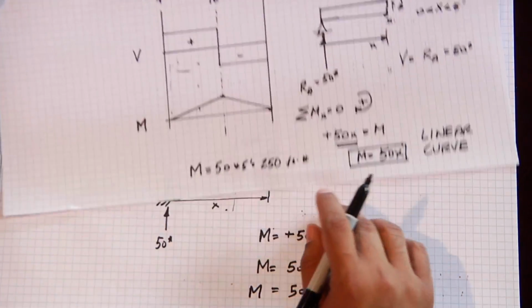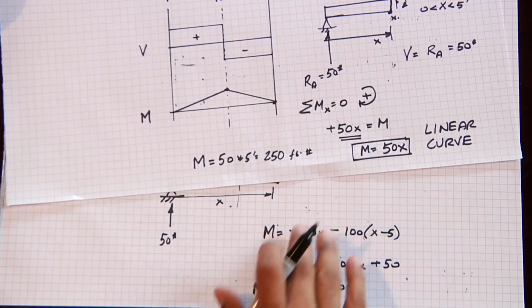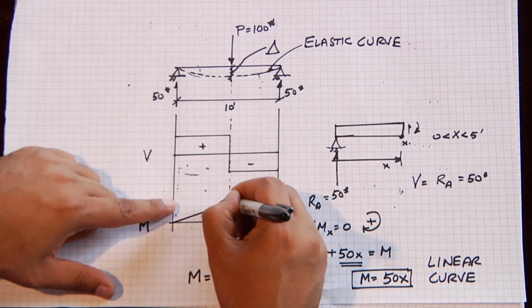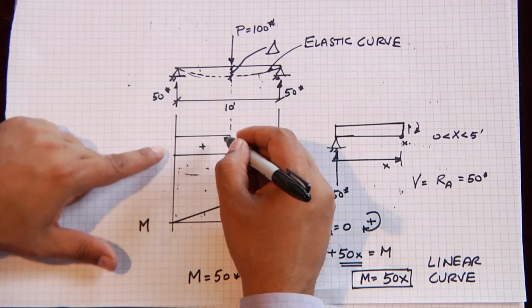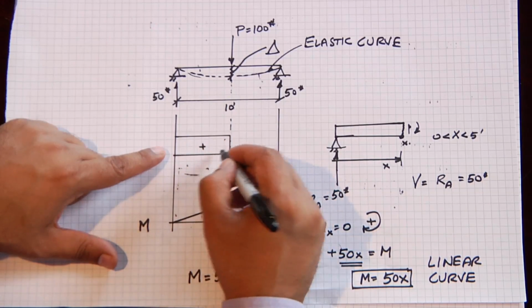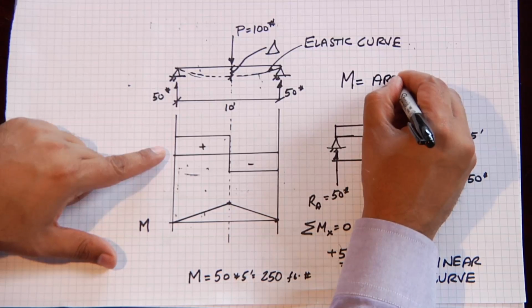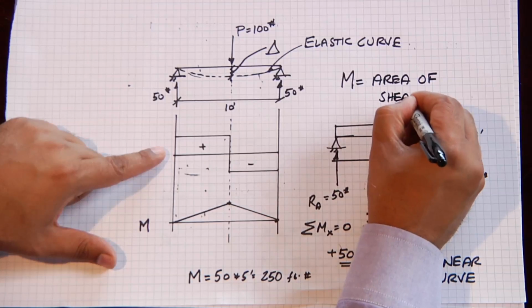Now the shortcut, when you have to do this on a test, it's quite difficult to do the mathematics. The shortcut is to remember that the value of the moment diagram is always equal to the area of the shear diagram. If I calculate the area, so let's write that down: the value of the moment diagram is equal to the area of the shear diagram. Let's see how that works.